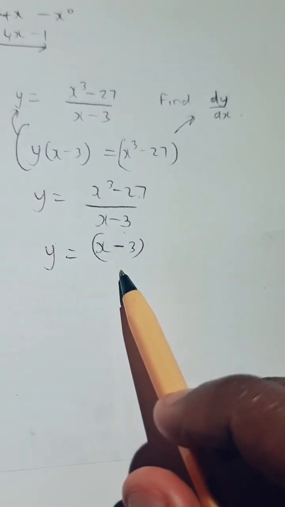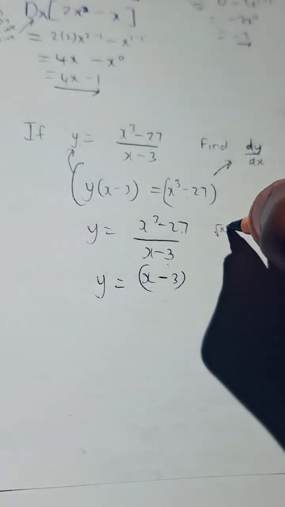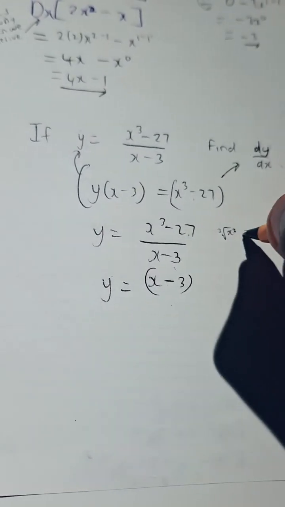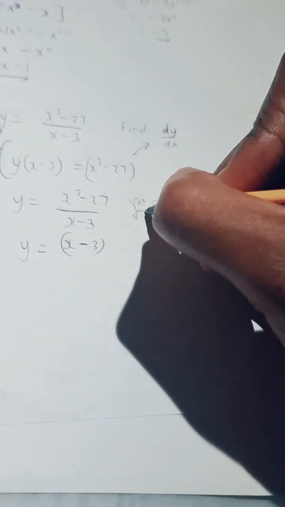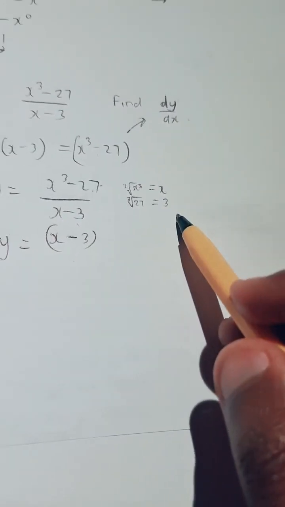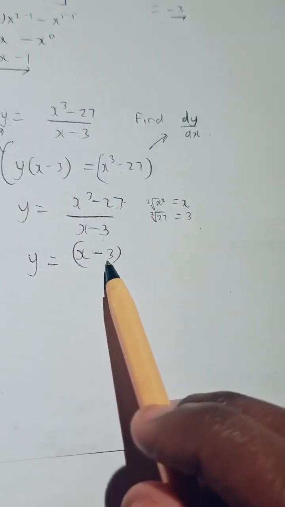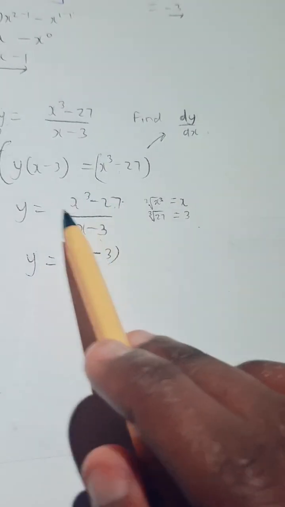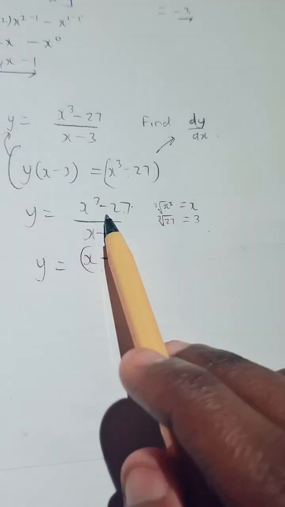The first bracket will be x minus 3. How did I get this x minus 3? I simply took the cube root of x cubed, which is x, so there it is. Then I took the cube root of 27, which is 3, and then I put that x here, that 3 there, and then the minus sign that was originally in the expression there. Guys, this is factorization of a cubic expression as done in grade 10.